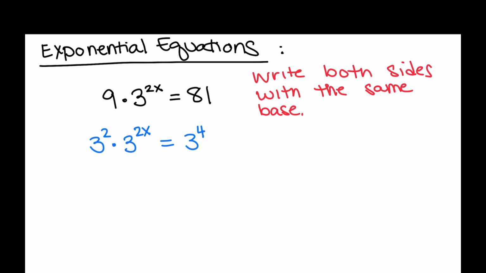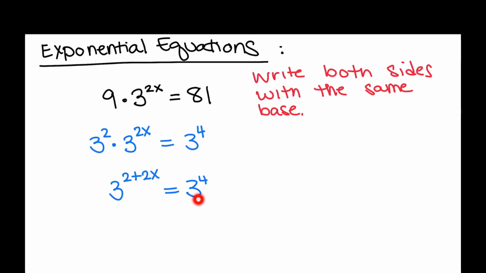Then we can use our laws of exponents to simplify. When we multiply, we add the exponents. So 3 squared times 3 to the 2x is 3 to the 2 plus 2x. So now we've got 3 to the 2 plus 2x equals 3 to the 4th. And the idea here is exponential functions are 1 to 1. That means if your outputs are the same, if these powers of 3 are going to be equal, the inputs have to be the same.